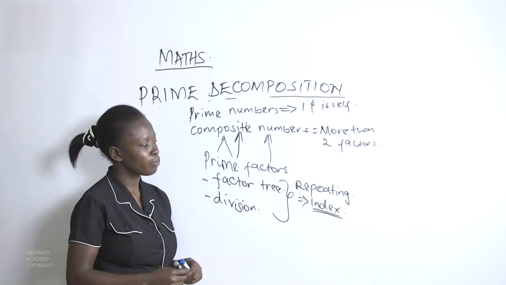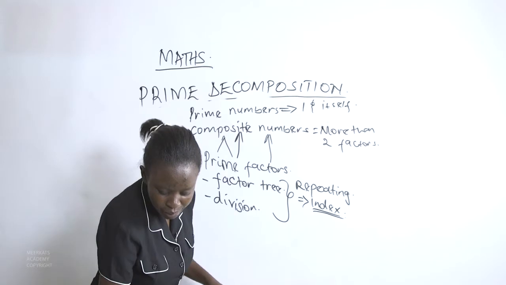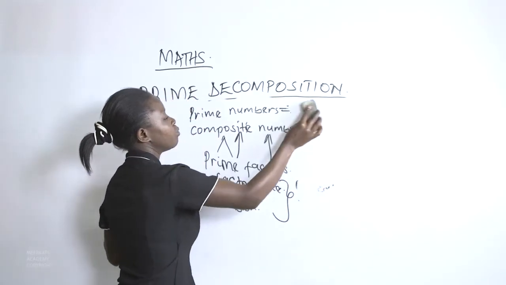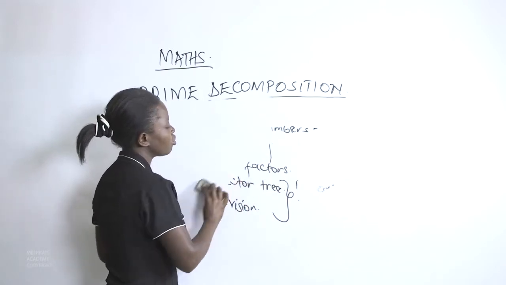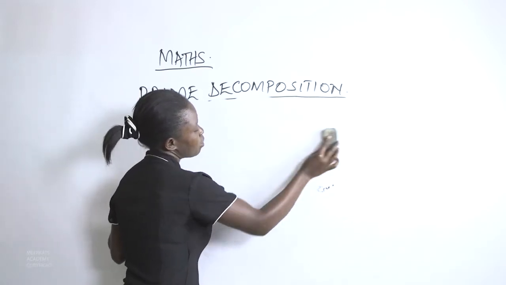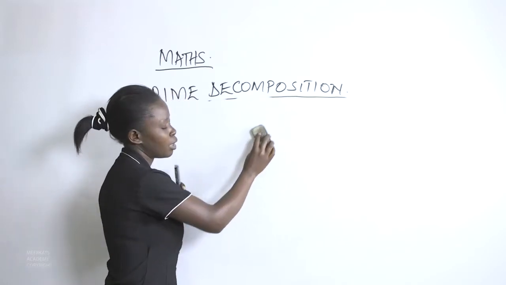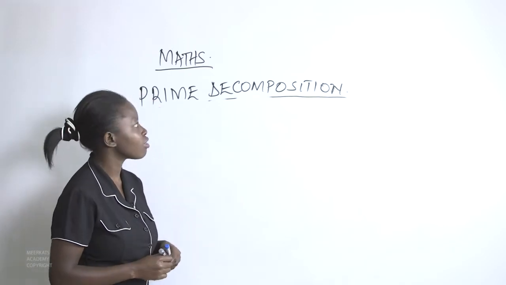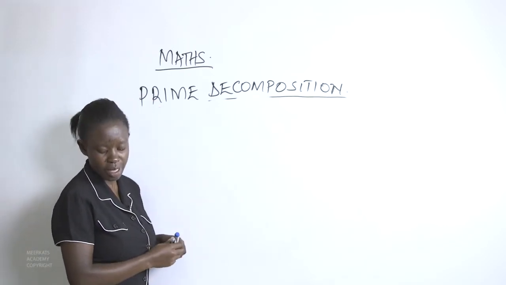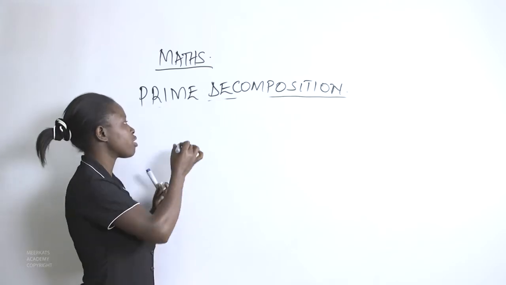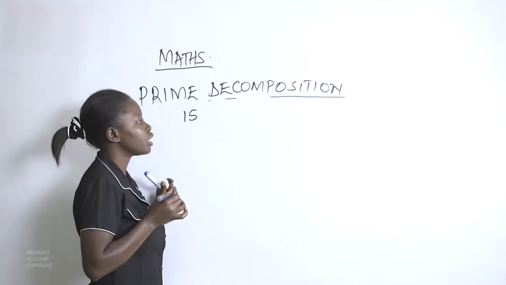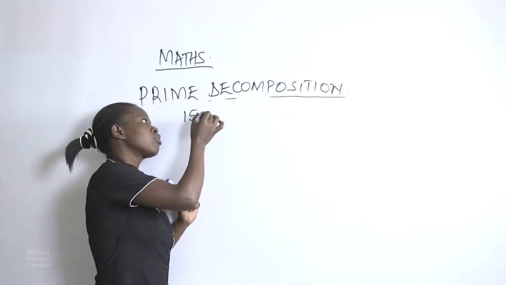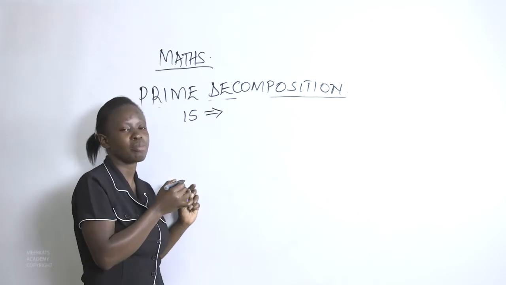The question is, we have a list of numbers here, and we need to find out, are they composite or are they prime numbers? So let us just try and find out, are our numbers composite or are they prime numbers? And if they are composite numbers, are we in a position to express them as a product of their prime numbers? So the first number we have is 15. We need to find out, is 15 a prime number or is it a composite number? So we need to find out which factors are making up 15.